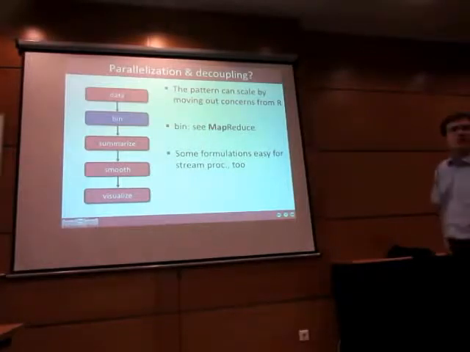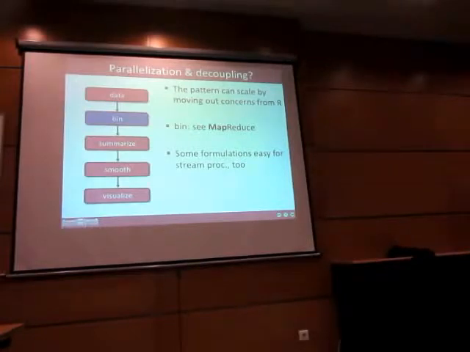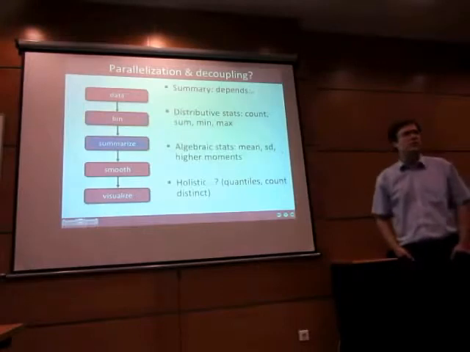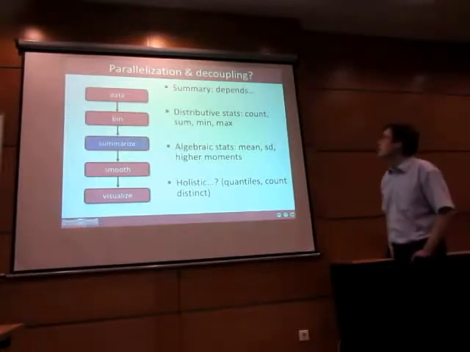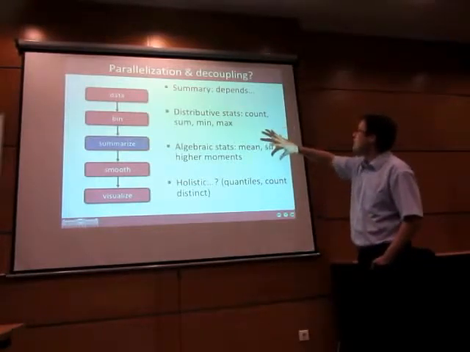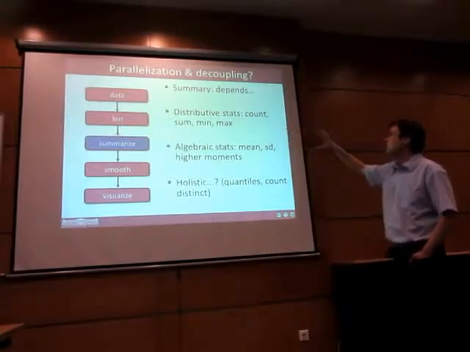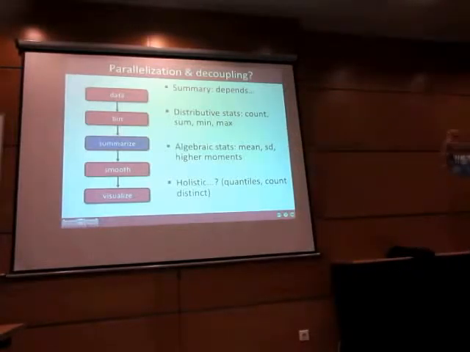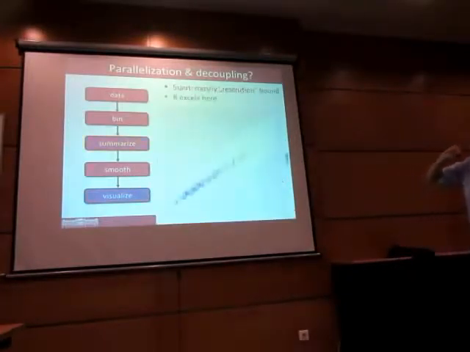What is more interesting from the engineering point of view is that this whole workflow can be parallelized and the steps can be decoupled from each other, meaning that the binning can be done outside of R. For instance, in MapReduce, a map step can be a binning step. Summarization can be done in a reduce step. Specifically, there are some summarization statistics that can be done very efficiently even in stream processing. These are the distributive and algebraic ones. For holistic ones, you have to make some sacrifices.